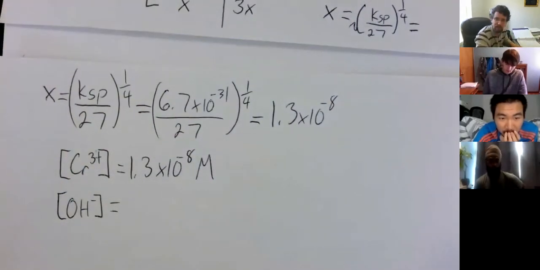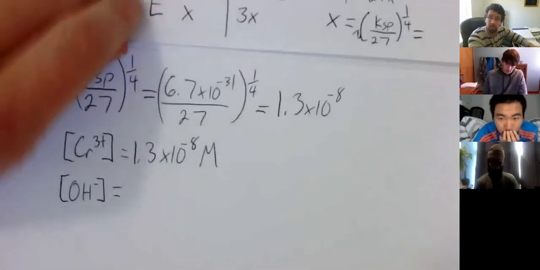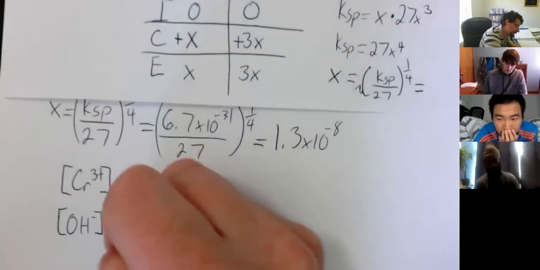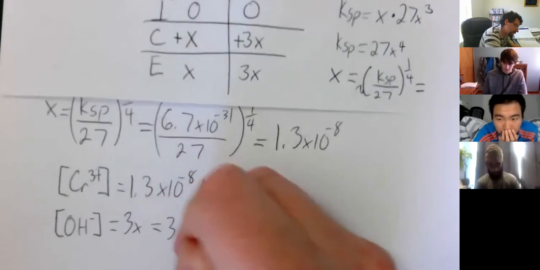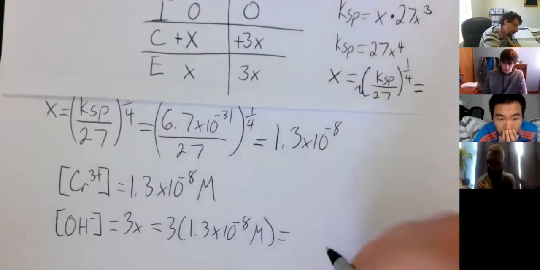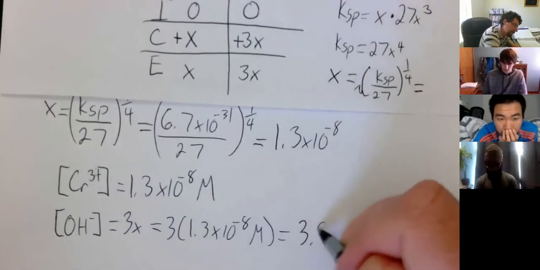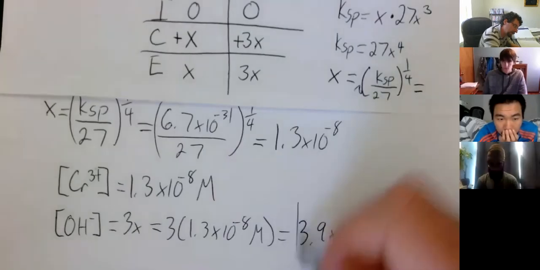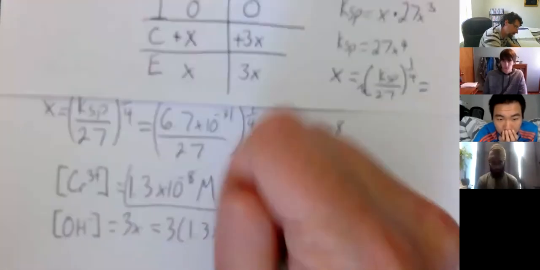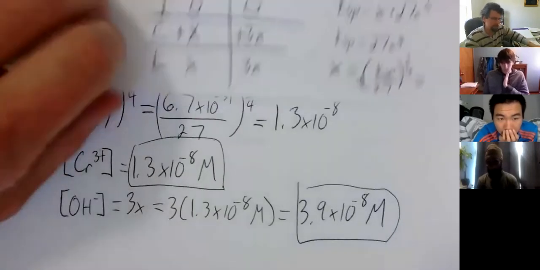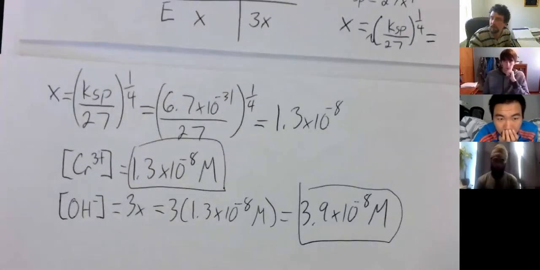How do we do that? Multiply it by 3. Yep, multiply it by 3 because this is equal to 3x. So it's 3 times 1.3 times 10 to the minus 8. So in that case, 3.9 times 10 to the minus 8 molar. Okay? Everybody feel pretty comfortable with that?